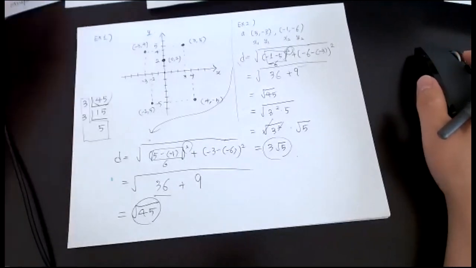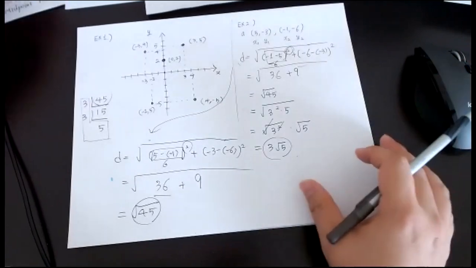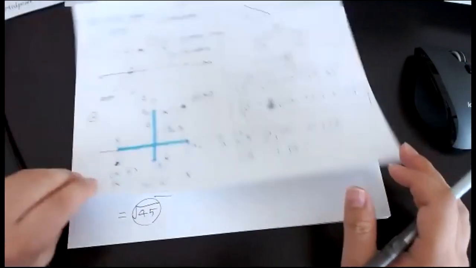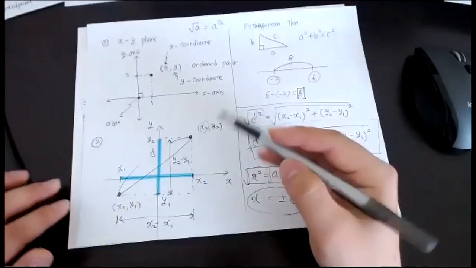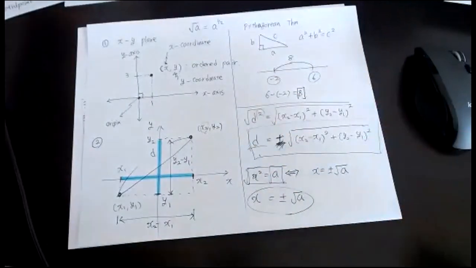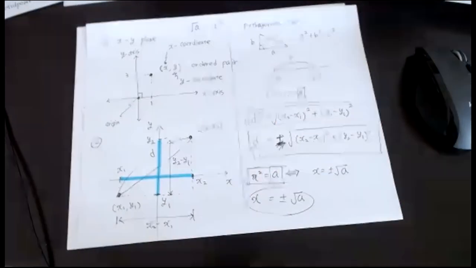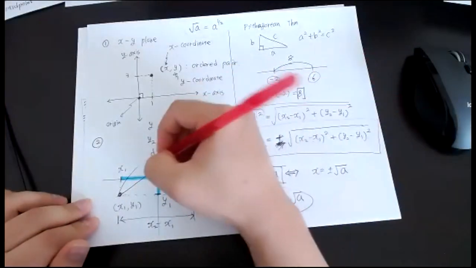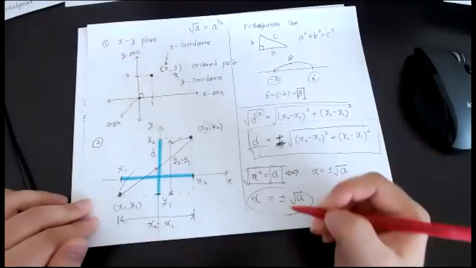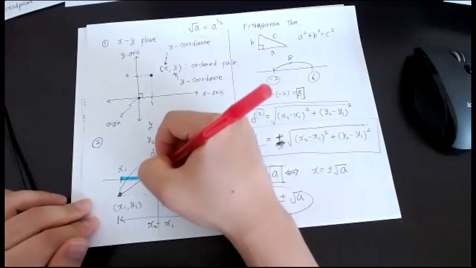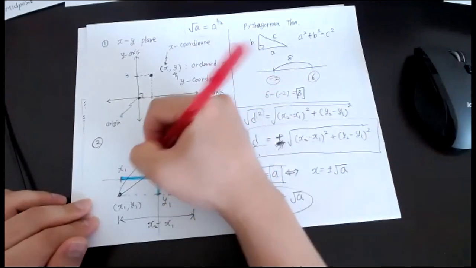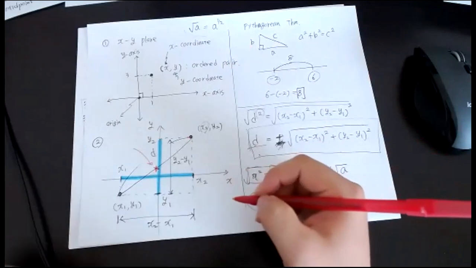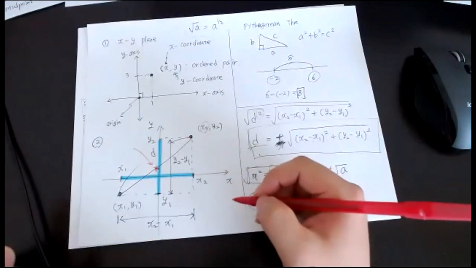Okay, and then next one, the midpoint formula. So back to here. I want to find the midpoint between two distinct points. So maybe right here, I don't know, maybe right here. Okay, so the midpoint. Since this is a point, right? It should have an x coordinate and a y coordinate. I mean, an ordered pair.